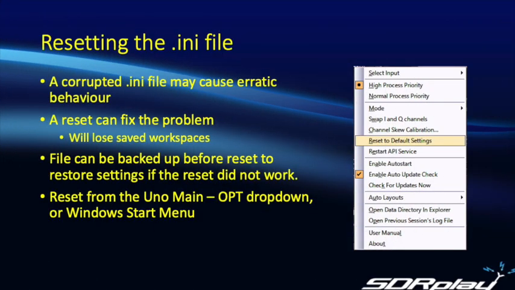In some instances, SDRuno has behaved erratically due to a corrupted .ini file, and one way to fix this is by doing a reset. At the moment, if you do a reset, you will lose any saved workspaces, but future versions of SDRuno will preserve those workspaces for you. But for now, it's a good idea to back up that .ini file before performing a reset, that way you can restore those settings if the reset did not work.